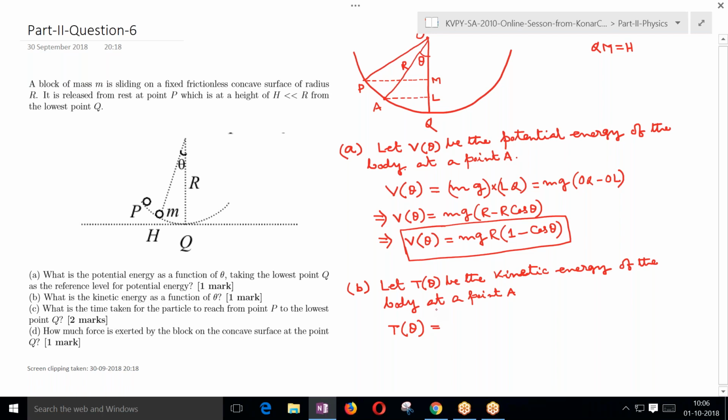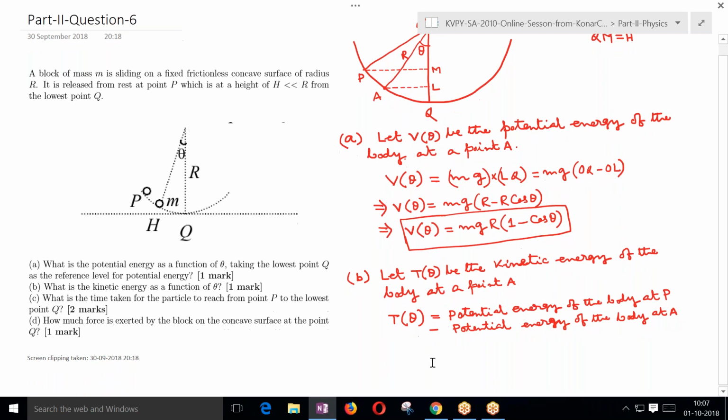So potential energy of the body at the point P, what? Let me write it down. Potential energy of the body at P minus potential energy of the body at A. So how can we find it out? Now this becomes pretty simple.